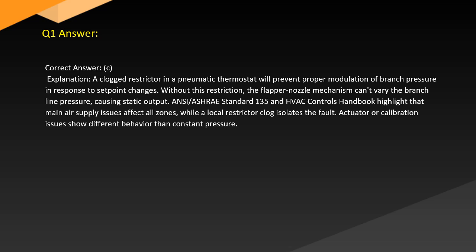Answer. Correct answer: C. Explanation. A clogged restrictor in a pneumatic thermostat will prevent proper modulation of branch pressure in response to setpoint changes. Without this restriction, the flapper nozzle mechanism can't vary the branch line pressure, causing static output. ANSI Standard 135 and HVAC Controls Handbook highlight that main air supply issues affect all zones, while a local restrictor clog isolates the fault. Actuator or calibration issues show different behavior than constant pressure.